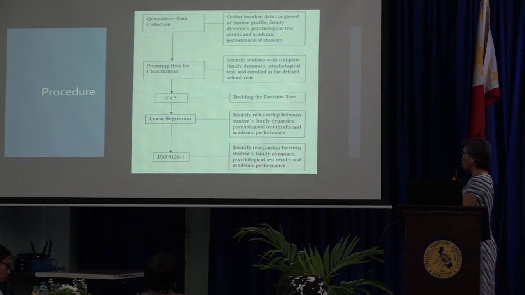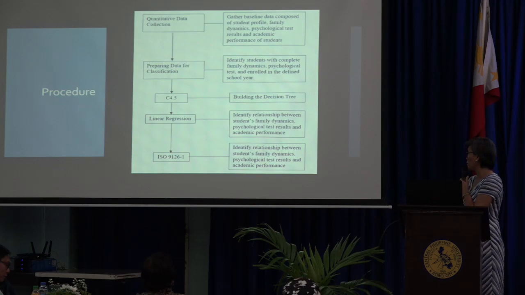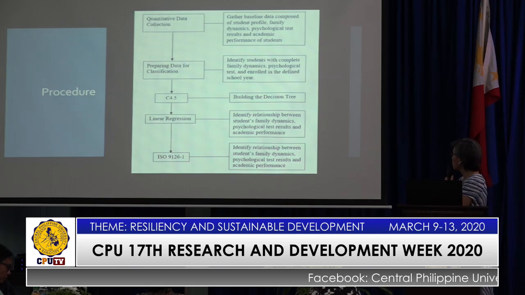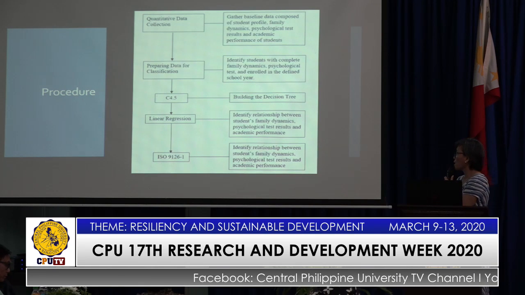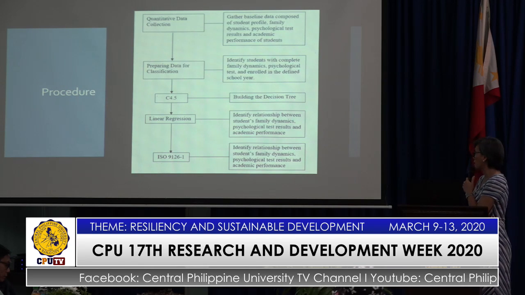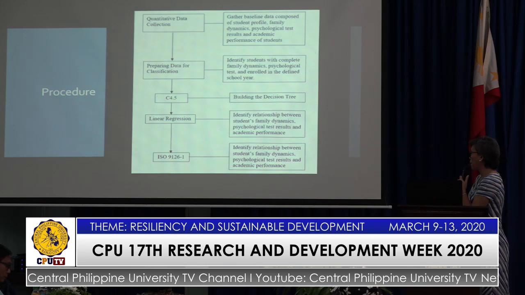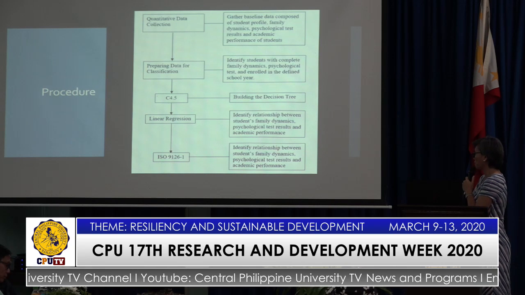So for the procedure, the quantitative data was collected first, composed of student profile, family dynamics, psychological test results, and academic performance of students. Data were then classified and cleaned as to the data set itself, in which we identify students with complete family dynamics, psychological tests, and enrolled in the defined school year.